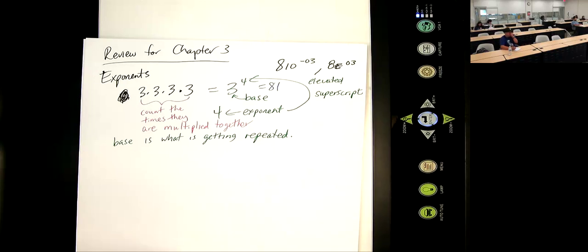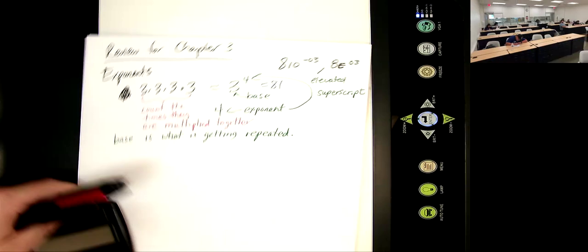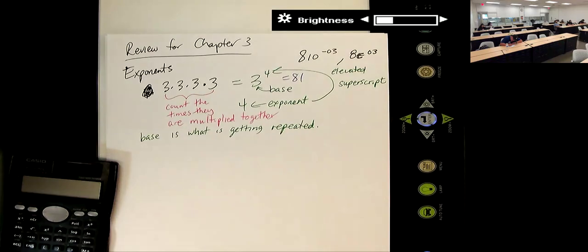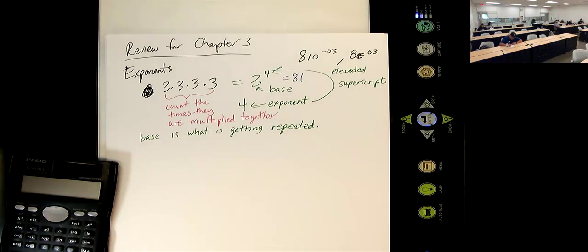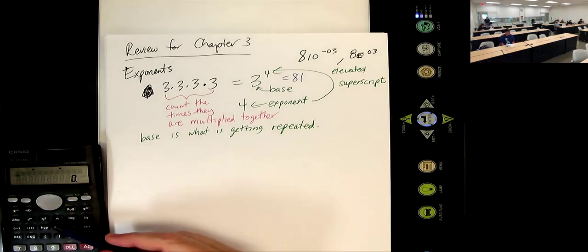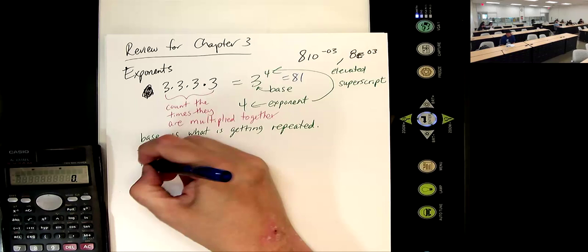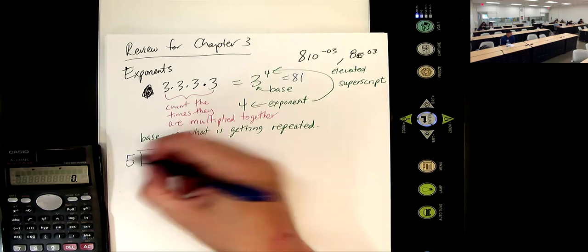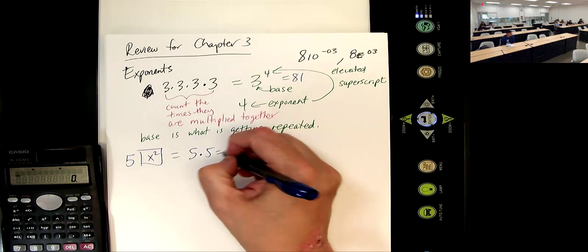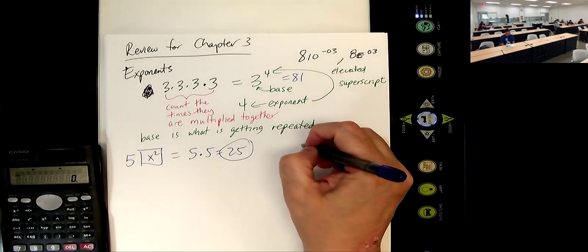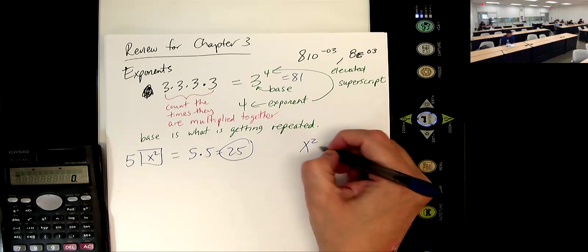Calculators have different ways of doing exponents. I have a button that says X with a 2 above it, and a button that says X with a 3 above it. If I hit 5 and then that button, it's going to give me 5 times 5 and print out 25. This is called a square. That is read as X squared.